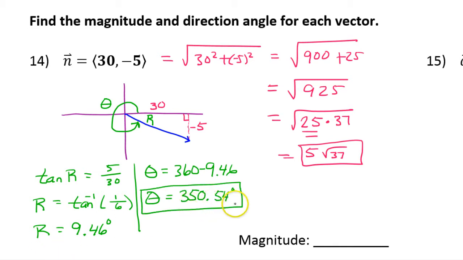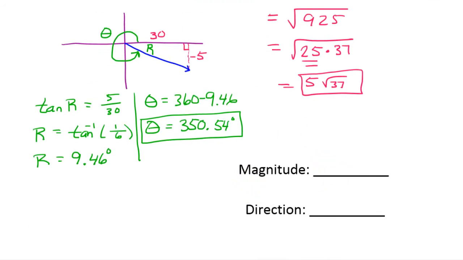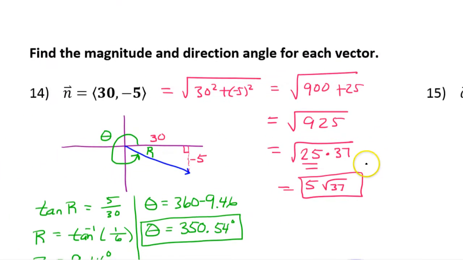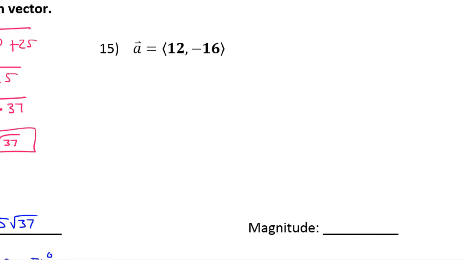That is 350.54 degrees. Oh look, they have spaces for us to write the answers. I didn't realize that. So the magnitude is 5 radical 37, and the direction is 350.54 degrees. Alright, so that was number 14. Let's do the same thing with number 15.